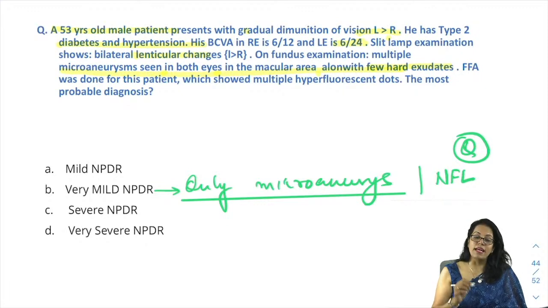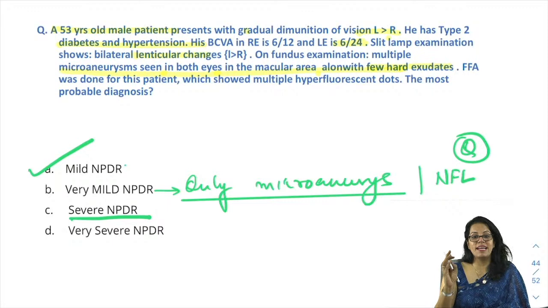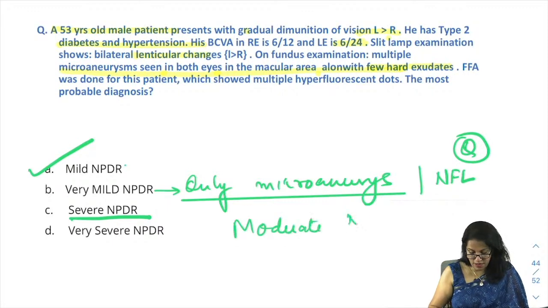And along with microaneurysms, if you get hemorrhages and exudates, as you can see here, hard exudate, now it becomes mild NPDR, so your answer should be A. Okay, and you remember how we describe severe NPDR? Before severe, first it is very mild, then mild. What is the next? It is moderate. Moderate NPDR means when you start getting additional features.